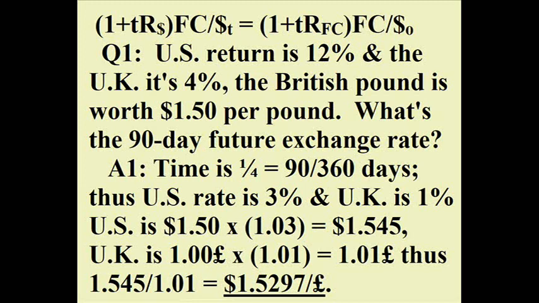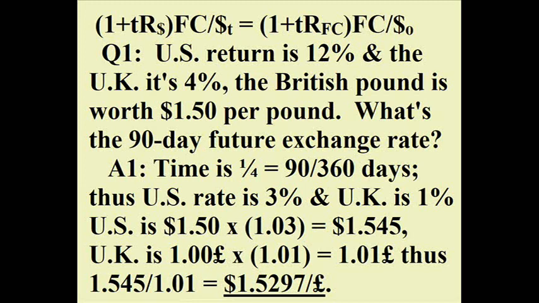We're going to call this the interest rate parity theorem, where if you open 2 accounts, whatever is the 4th variable should adjust to make you break even. Usually it's the future exchange rate. Here's a pretty straightforward example. U.S. return is 12% and the U.K. is 4%. The British pound's currently worth $1.50 American. What would be the 90-day future exchange rate?